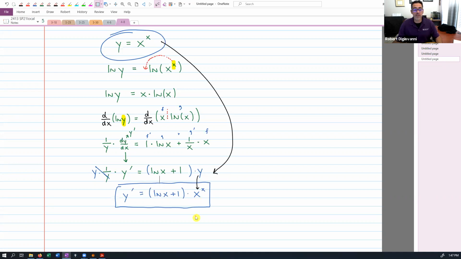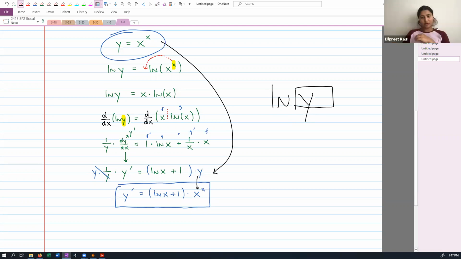Go ahead. Sorry, can you please explain one more time the left side of where we did the implicit? Right there, yeah. Okay, so we're trying to take the derivative of natural log of y, right? What is the derivative of natural log of anything? 1 over whatever that anything is, right? So 1 over y. Yes?